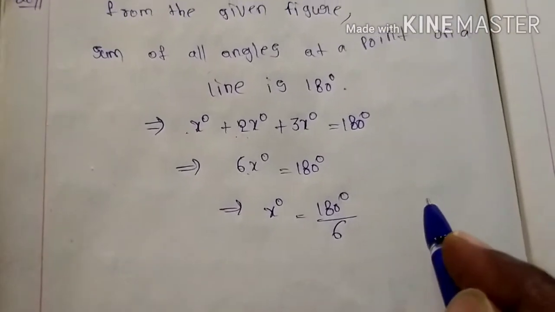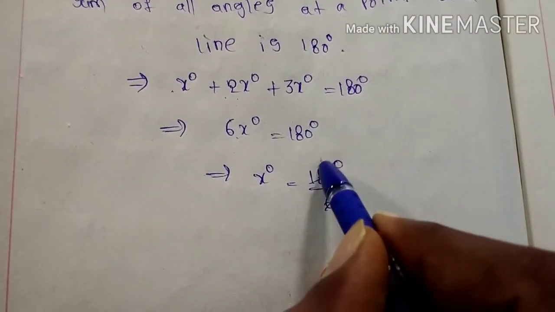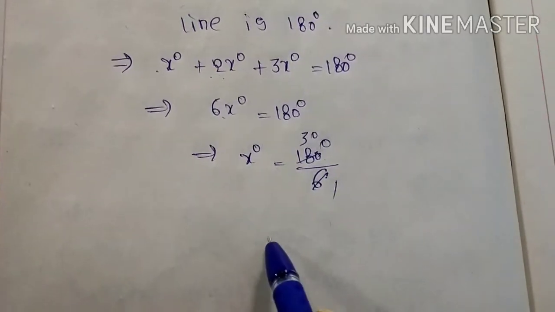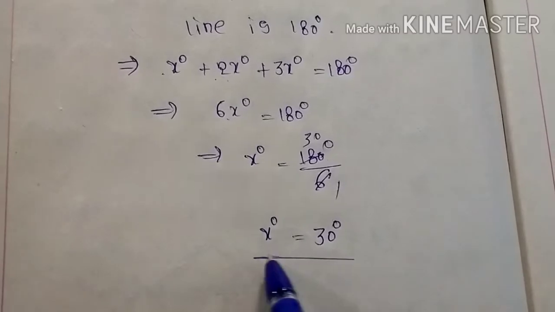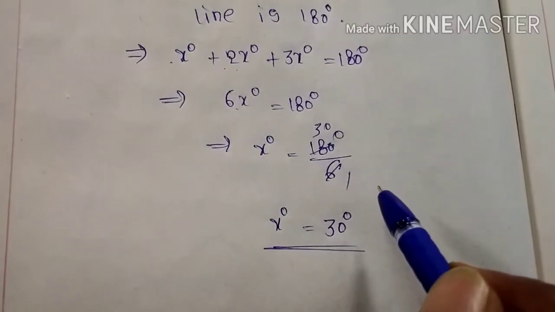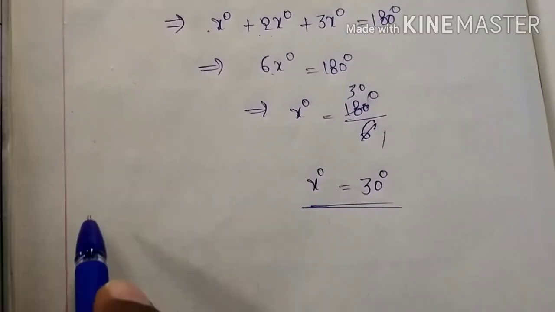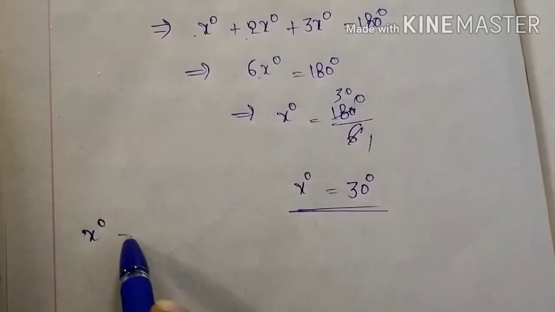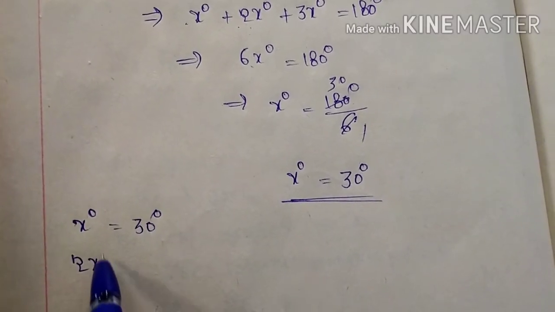You can simplify if possible. See here, 6 ones are 6, 6 threes are 18, 30. That means x degrees is equal to 30 degrees. In the question they are asking to find the 3 angles. See, x is equal to how much here? 30 degrees. Next you need to find your second angle, 2x degrees.